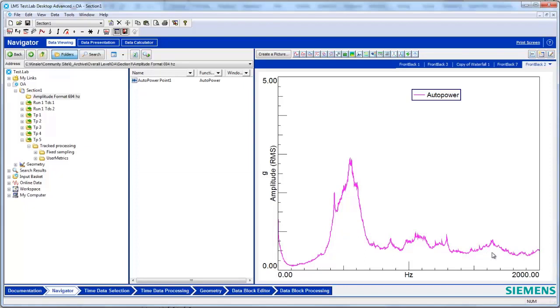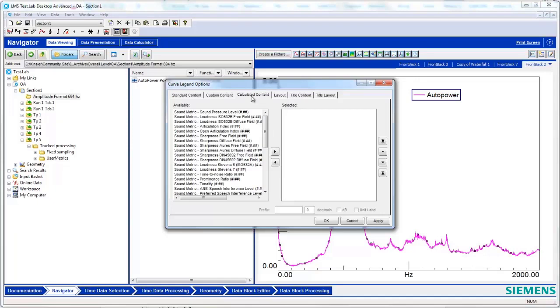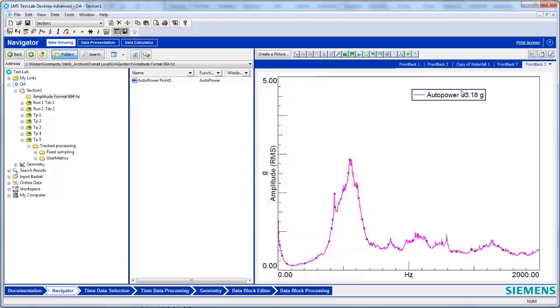Now the next way we're going to talk about RMS is the RMS of a spectrum, and that's going to give us a representation of the overall level of energy in the spectrum. And it's just going to boil down to one number. To calculate the RMS of a spectrum, right-click on the legend, go to Options, Calculated Content, scroll down to RMS, add it to your selection, and hit Apply. And essentially this number is going to be a representation of the overall level of energy in the spectrum.